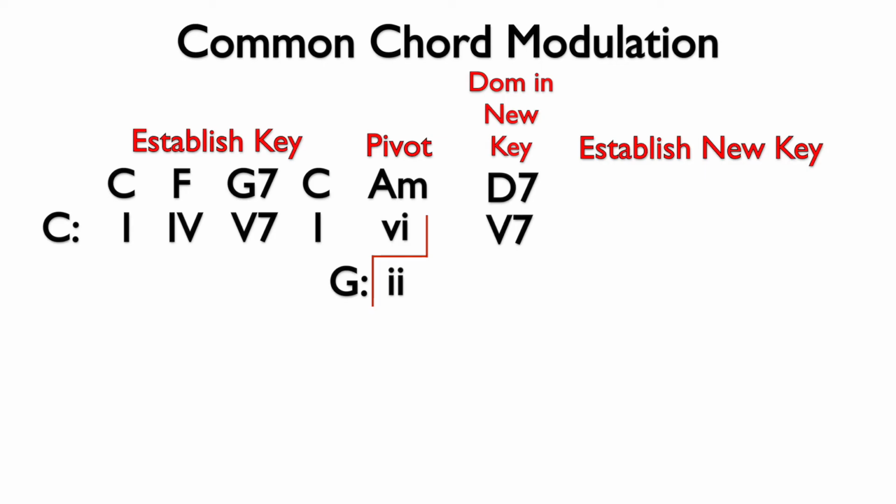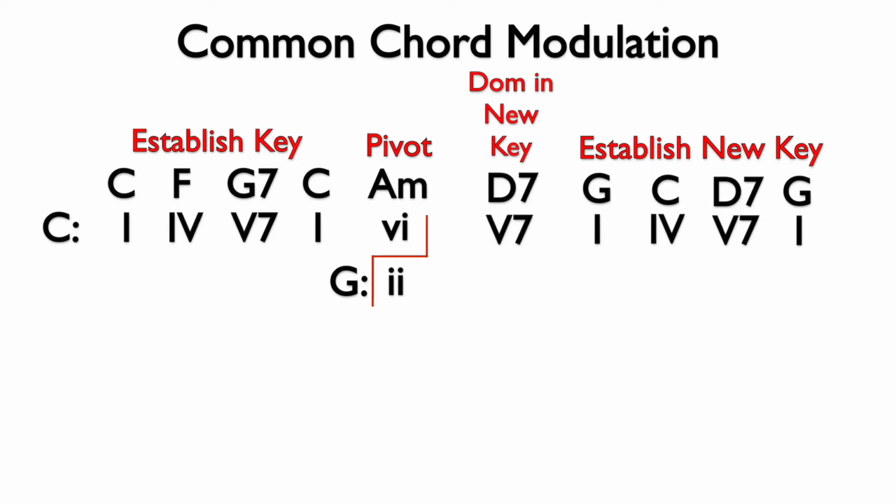Next, we will proceed to 1 and establish the key of G. Let's use 1, 4, 5, 7, and 1. The 6th chord in the original key becoming the 2 chord in the key of the dominant is the most frequently used pivot chord by a common practice composer.